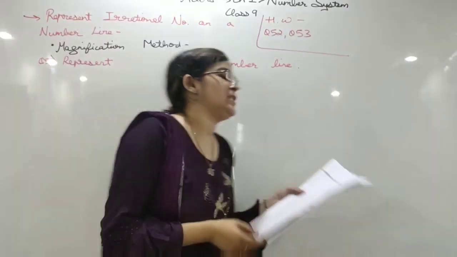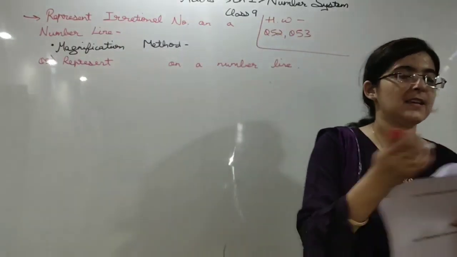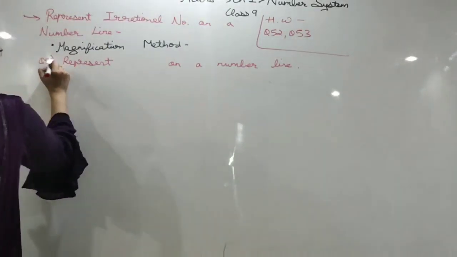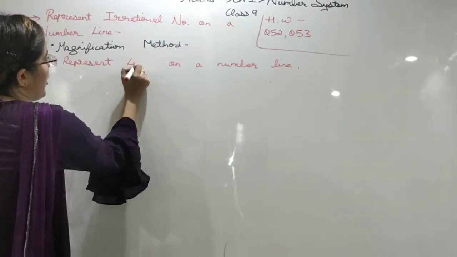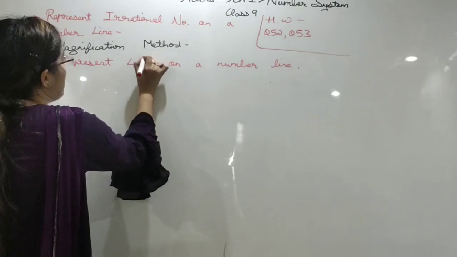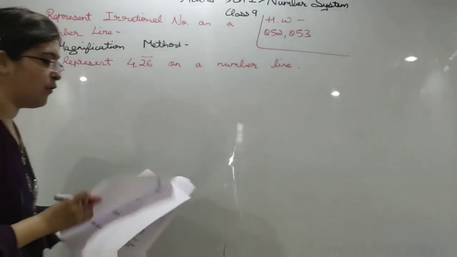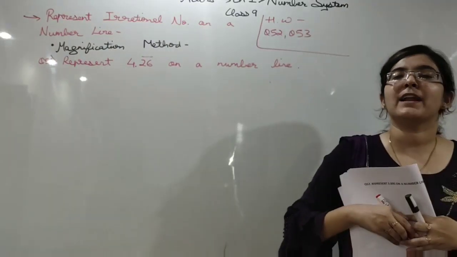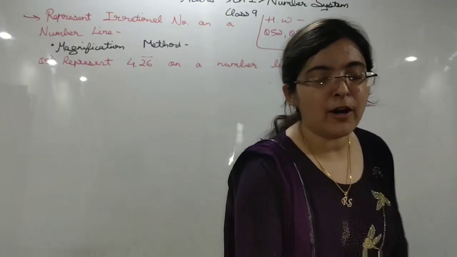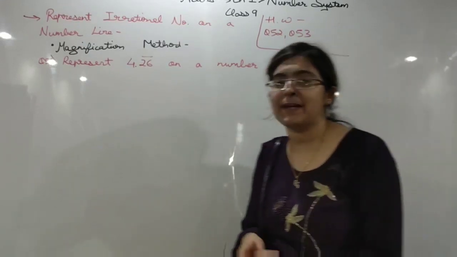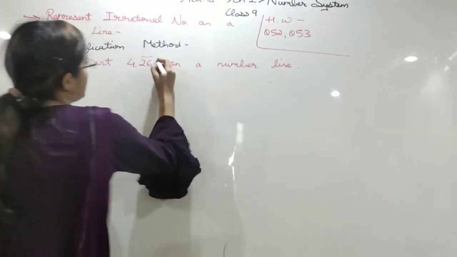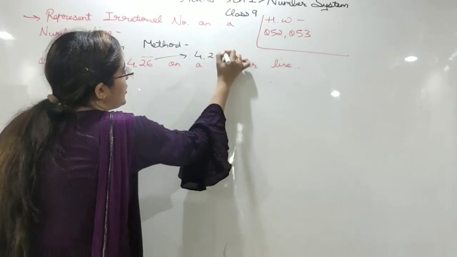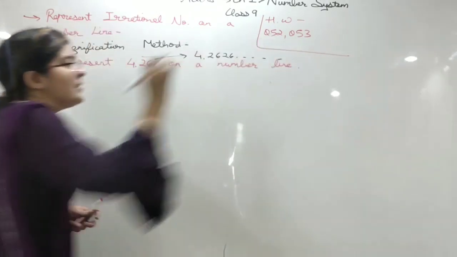Let's move on to question number 54. See question 54 in your question bank. It is to represent 4.26 bar on a number line. Now what does this 4.26 bar mean? We have to represent 4.26, 26 and so on.